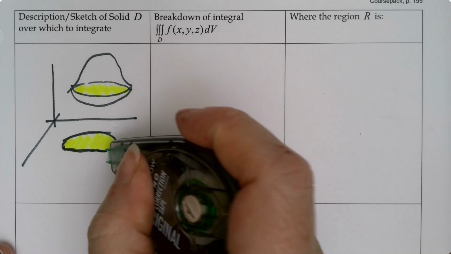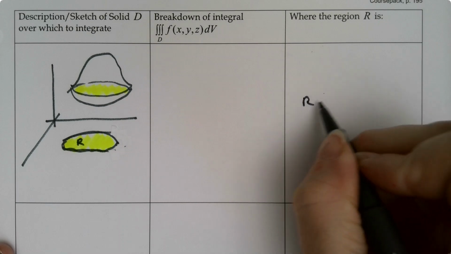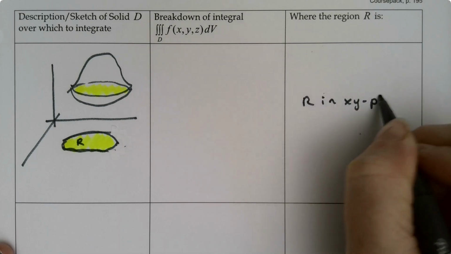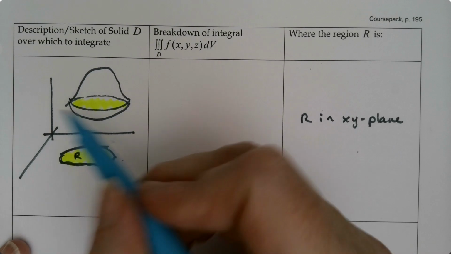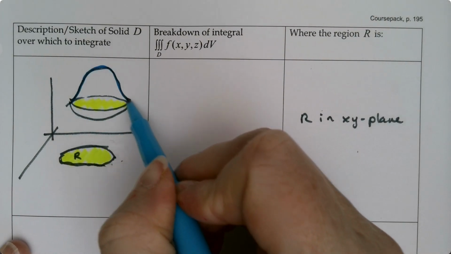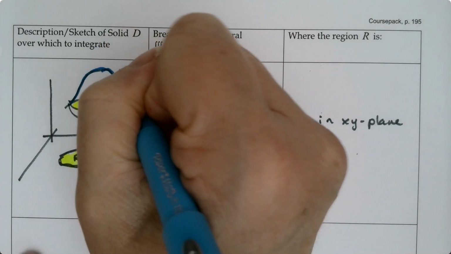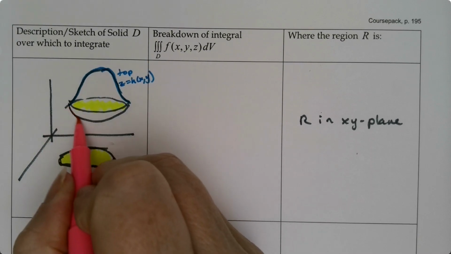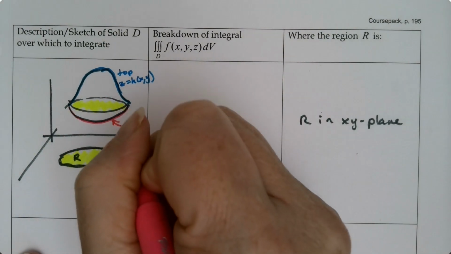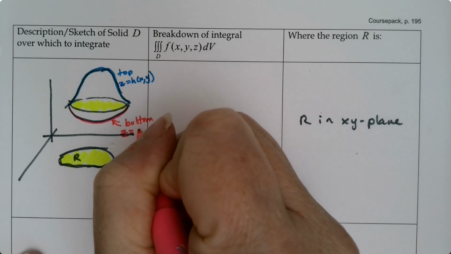Okay, so that's the region of integration in the XY plane. All right, so this would be R in the XY plane. Okay, so how do we figure out these pieces? So we want up here, let me do that in blue right here, that's the top. So we'll say that that is z equals h of xy. And then down at the bottom, down here, we have z equals g of xy.